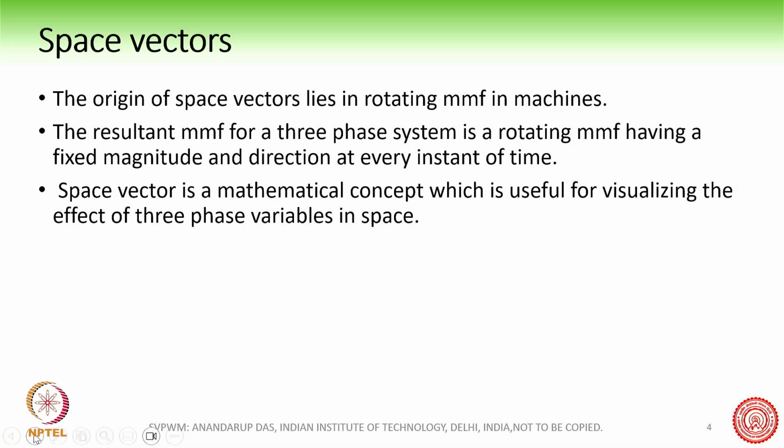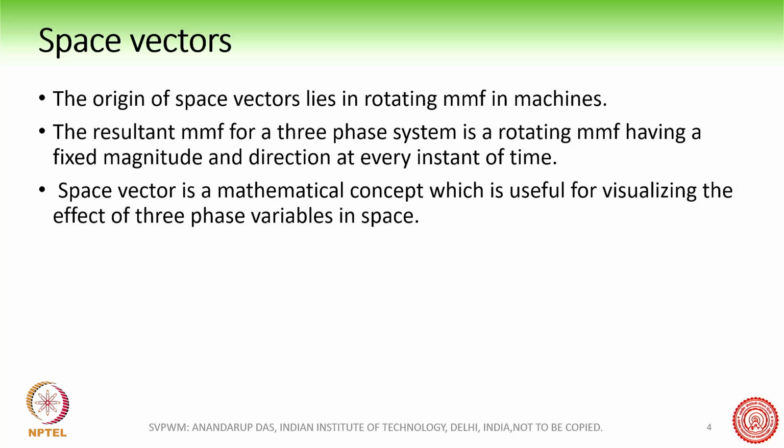So what is this resultant MMF? It is the effect or contribution of the three phases working together and giving a single quantity which has a particular direction, a speed and a certain angle with the reference, right? Space vectors also have a similar property, which means that space vectors also have magnitudes and a particular direction at every instant of time.